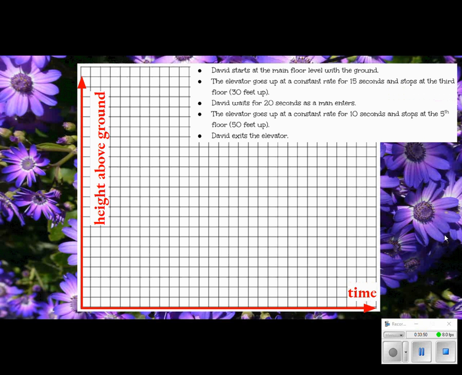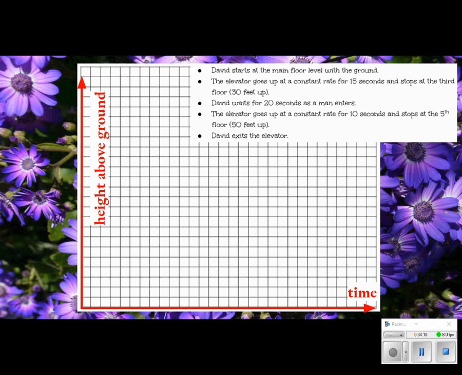And then we have a story. David starts at the main floor level with the ground. The elevator that he's riding goes up at a constant rate for 15 seconds and stops at the third floor, 30 feet up. He waits 20 seconds as the man enters. The elevator goes up at a constant rate for 10 seconds and stops at the fifth floor, 50 feet up.